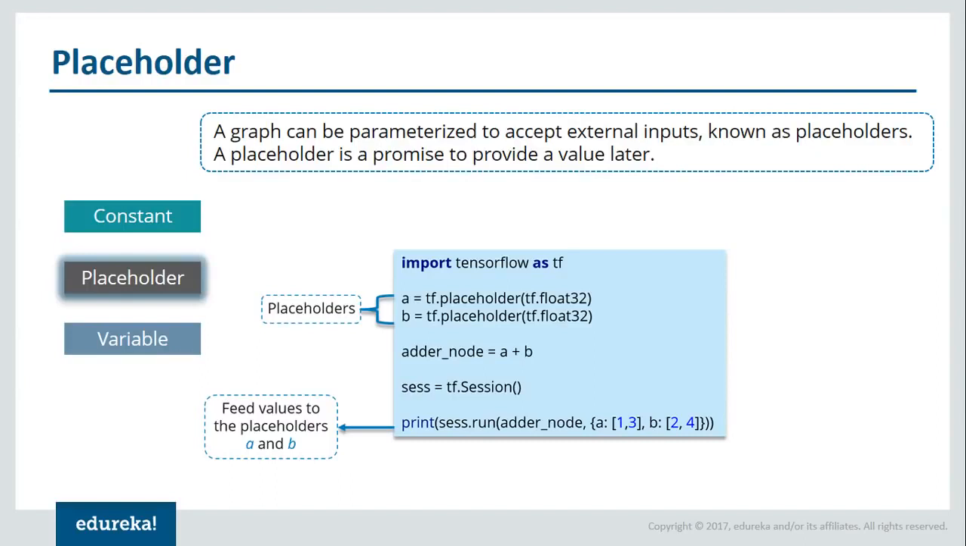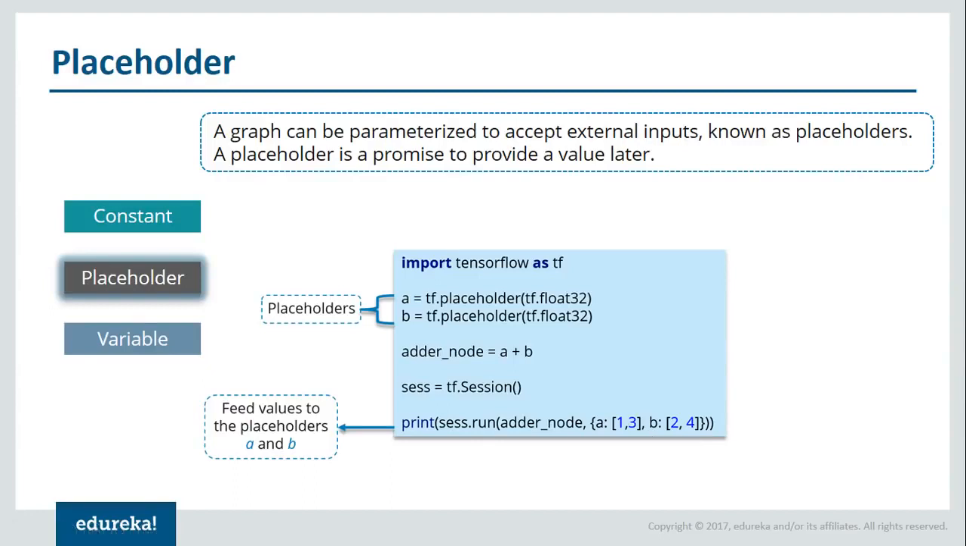Let us understand this with an example. We have two placeholders, A and B. Both are float 32-bit type, and notice that I have not initialized any value. There's one more node, adder_node, which is the addition of the two nodes. When I'm running the session, just note that I'm feeding in the values of A and B. A placeholder is basically a promise to provide a value later, and that's what I'm doing when I run the session: providing it with values. You can even feed in a data set here as well. That totally depends on your use case.